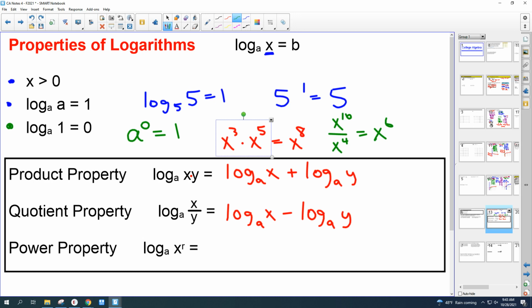Then the power property, this is kind of hard to read, but that says x to the r. Log base a of x to the r. What's going to happen with that exponent is it's going to move around to the front. So we're going to say that equals r times log base a of x. So those three properties are useful for simplifying expressions and solving equations. When you get some complicated stuff, we can use those properties to help us with solving.